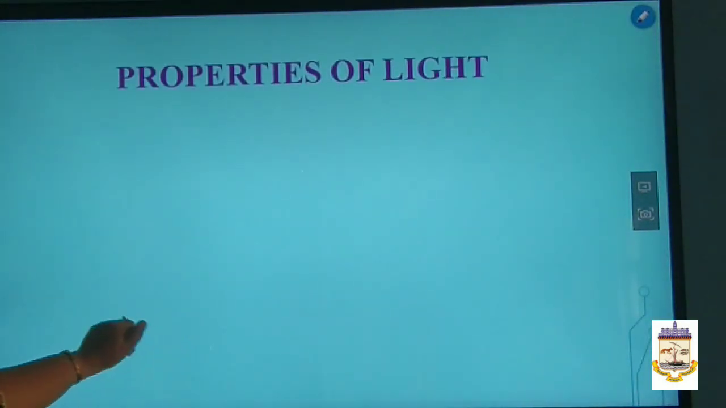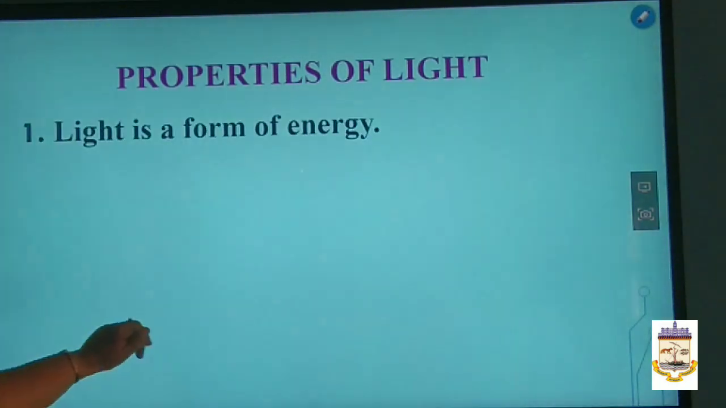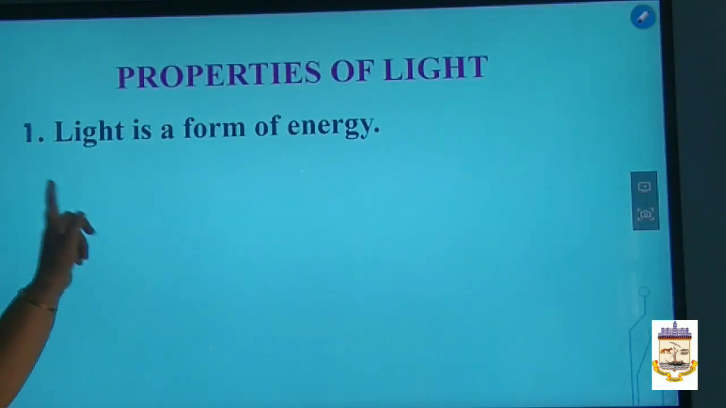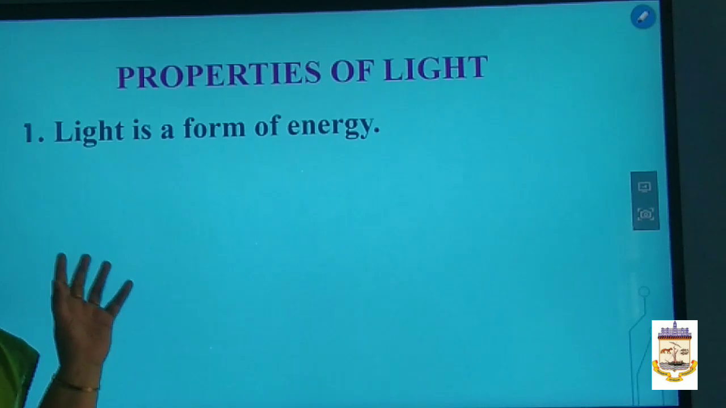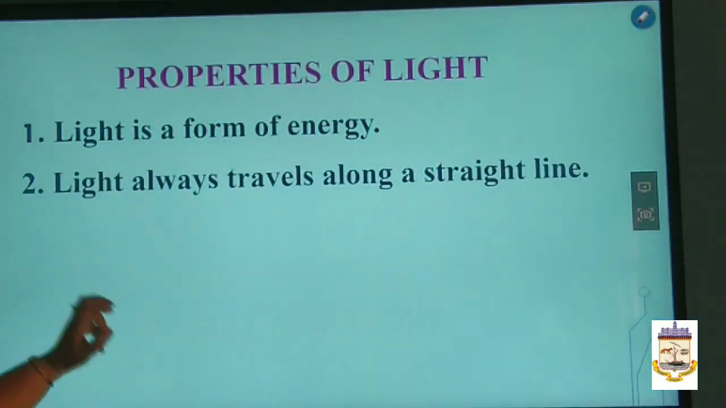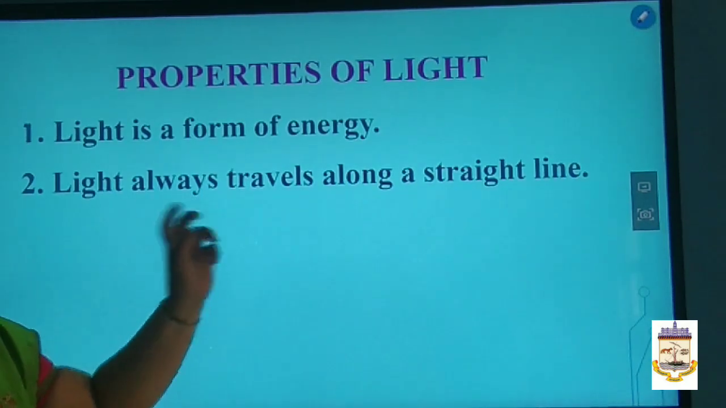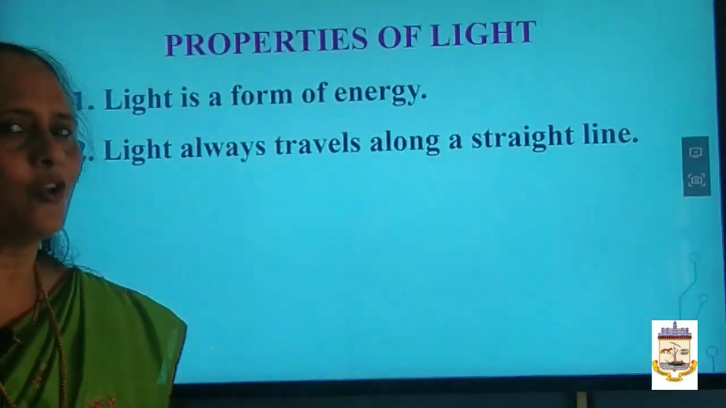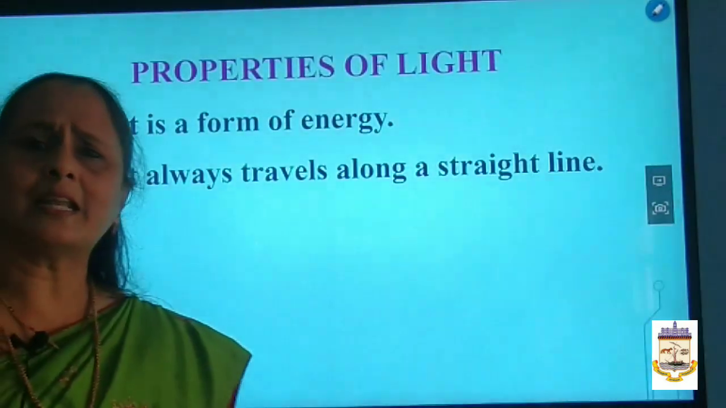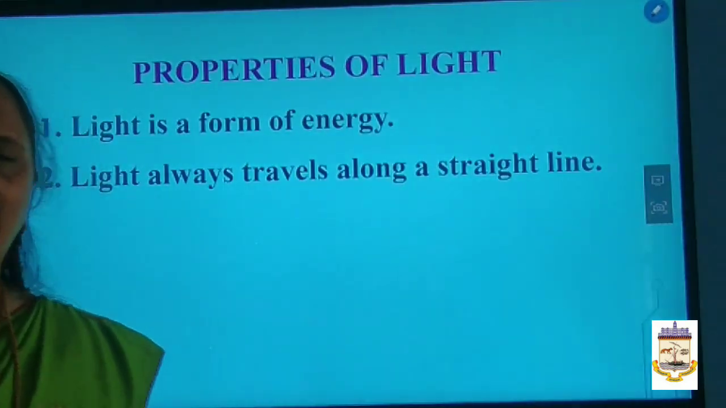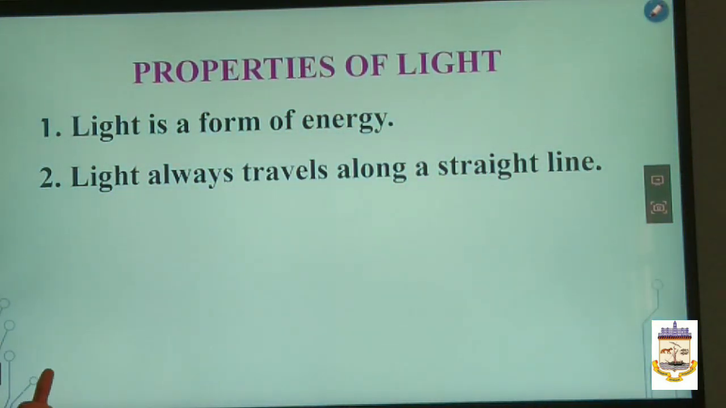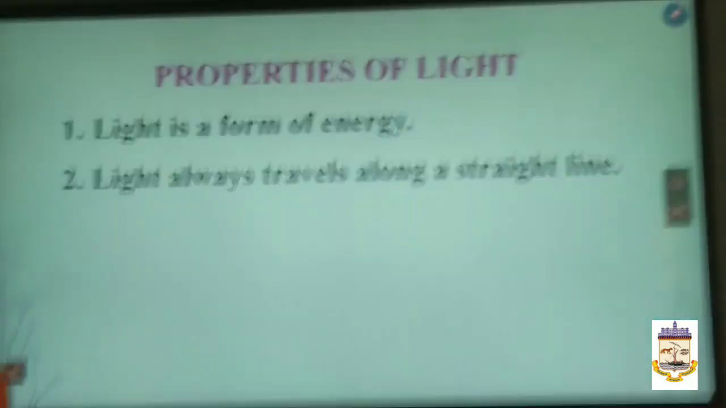What's the first property of the light? You know pretty well that the light is in the form of energy. Yes, that we know pretty well. Next, light always travels along a straight line. This rectilinear propagation of the light we have studied in our lower classes, and we have seen the pinhole camera also, isn't it children? Yes.